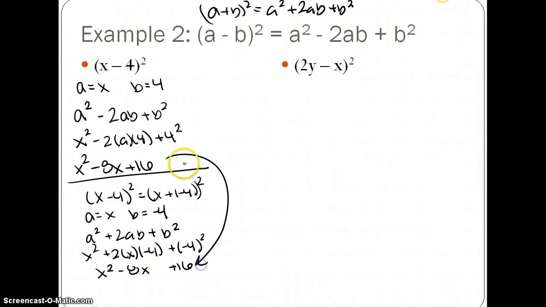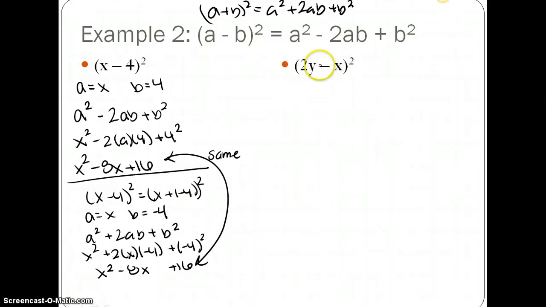As you can tell, the two solutions are the same, which means that you can revert back to the original formula of a plus b squared is equal to a squared plus 2ab plus b squared. It just depends on which formula you can remember. However, as long as you can remember one, you can always do both types of questions.